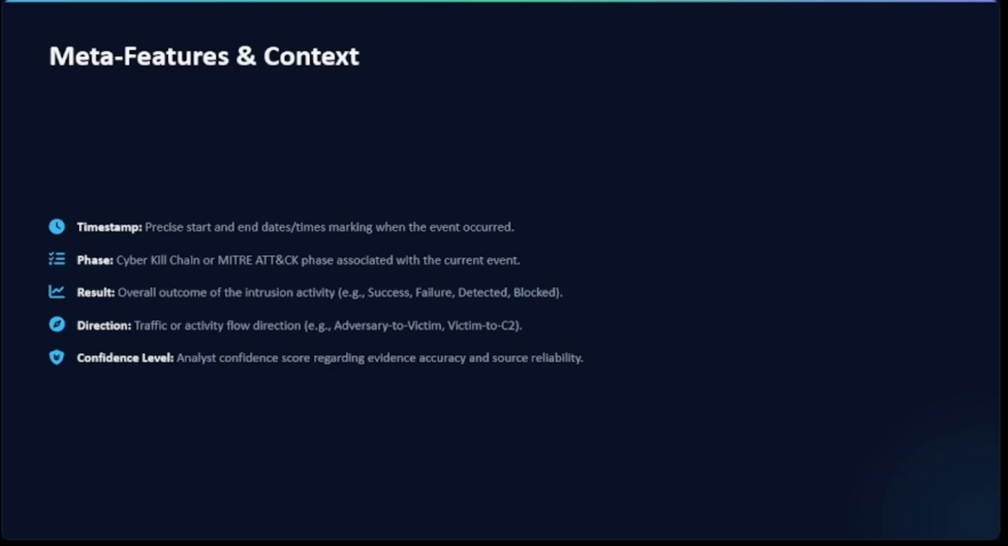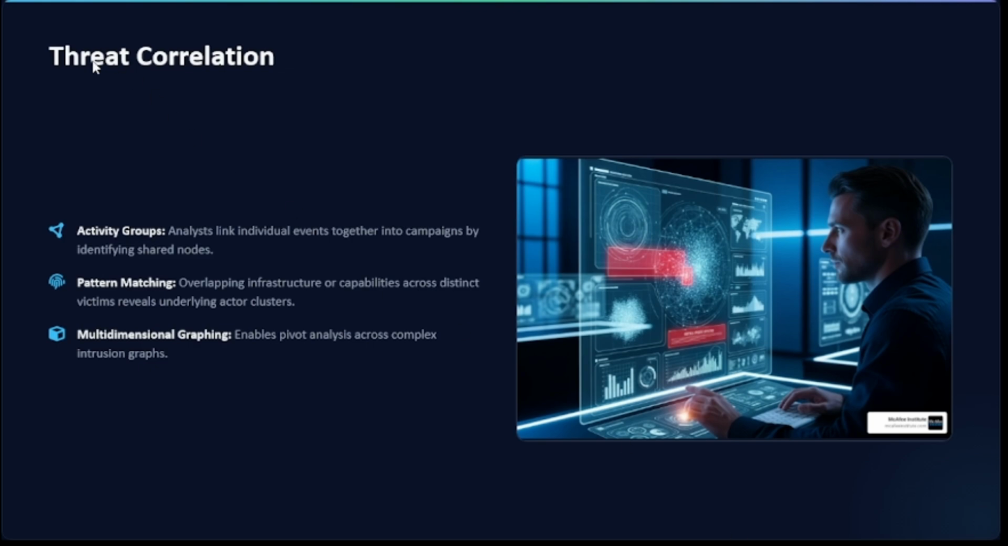Did it do data exfil out to, say, a file share site? Those kinds of things. And your confidence level. What's your confidence score regarding the evidence accuracy and source reliability? All of those are meta features and context that the diamond model can help you develop and build out if you utilize it. It provides some threat correlation, which is extremely difficult to do.